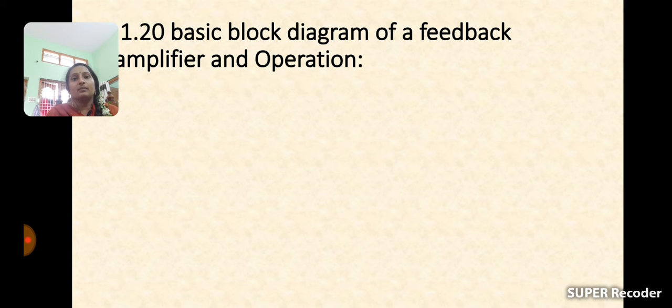Now coming to the next topic. Today's topic is feedback amplifiers and their operation. Before discussing the feedback amplifier, first of all, what is meant by feedback?